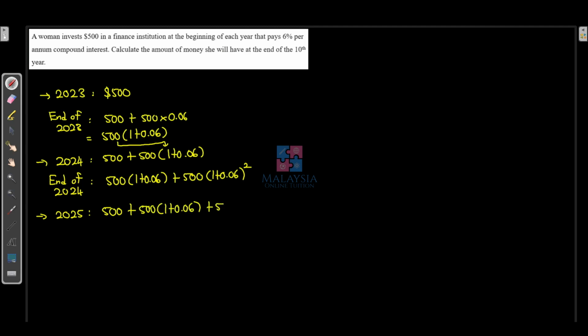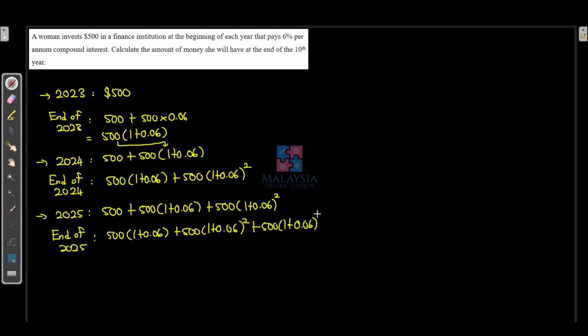And then she also has the 500, which has been compounded twice from the year 2023. Okay, so now when we look at the end of year 2025, the same thing is going to happen. The 500 in the beginning of the year 2025 is going to be compounded once. And then, you know what happens next. 500, 1 plus 0.06 squared. And then for the third one, 1 plus 0.06 and then cubed.